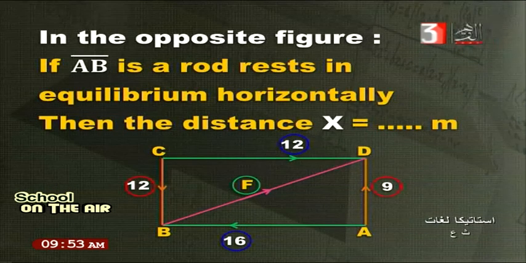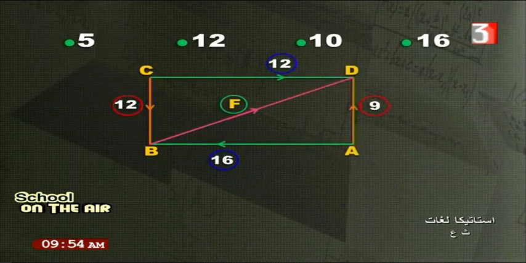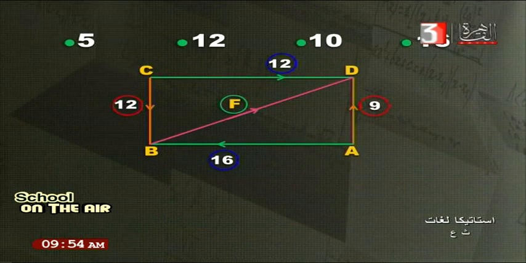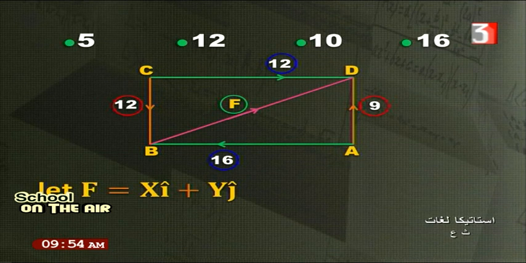Now we move to another one. In the opposite figure, AB is a rod that rests in equilibrium horizontally, then what does the distance x equal? 5, 12, 10, 16. My dear student, we have the force F equal xi plus yj, the force which acts at point B.